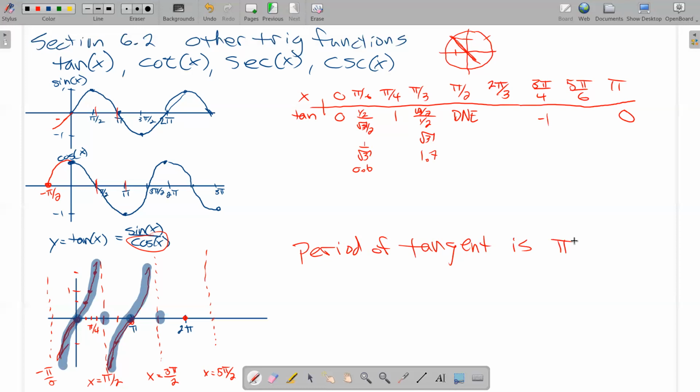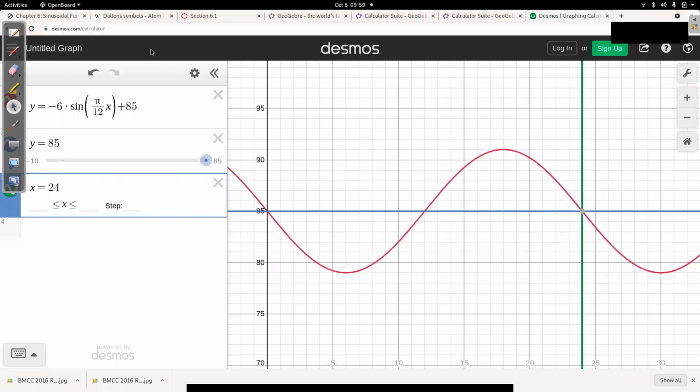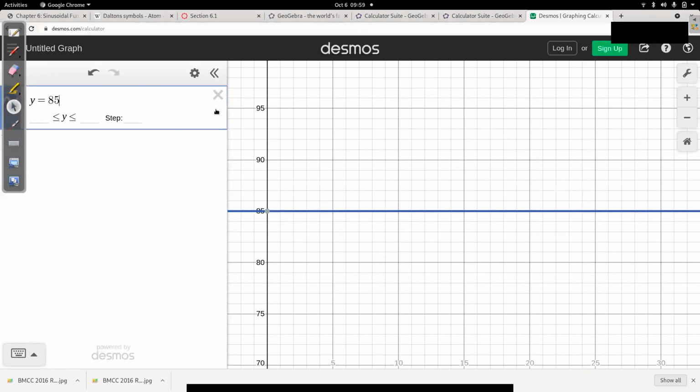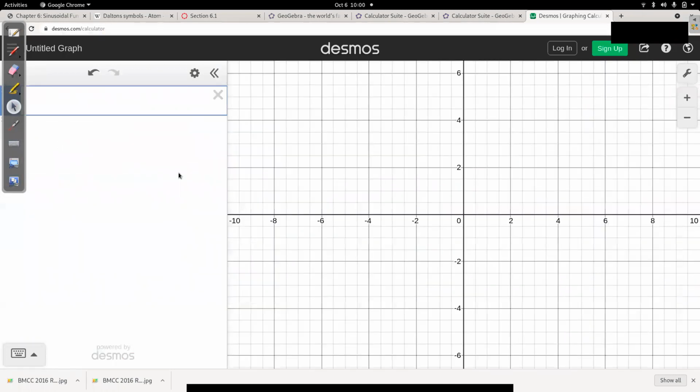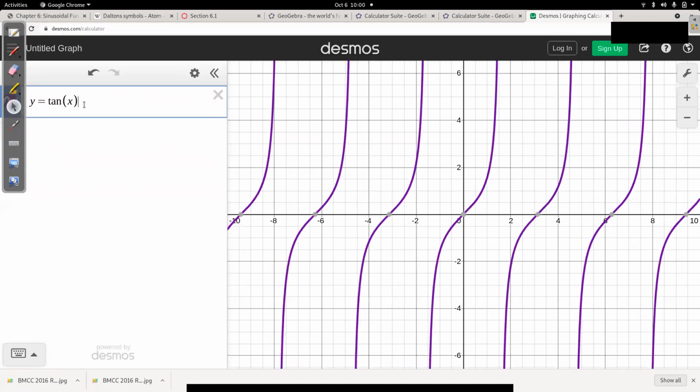All right, so that was the tangent graph based on looking at sine and cosine graph and calculating a few numbers. Let's look at it on the calculator for fun. And what do we have? Desmos. I'll just delete some stuff. And then let's see, reset. So just y equals tangent of x. So here's that graph of the tangent.